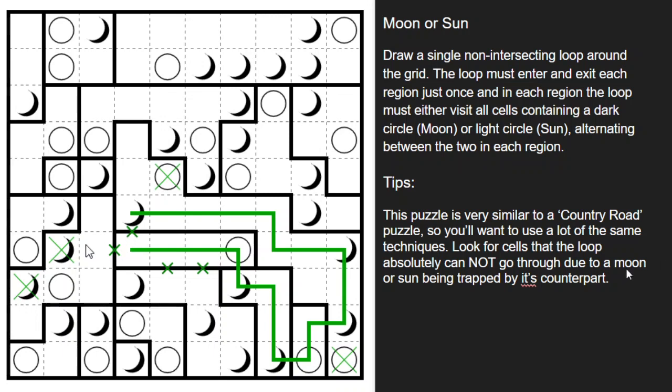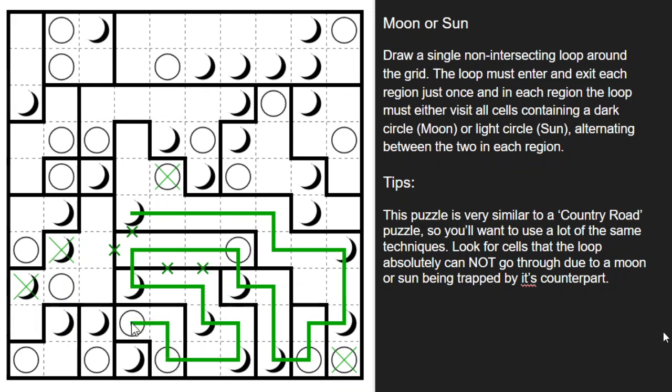So since it can't go up and can't go straight, it has to go down. Now we have to hit all of the moons. Only way to do that, we can't come down and then over because then we've hit a dead end. So we're going to have to go this way. Can't go up, right? Obviously, we've already hit that cell. So we hit the sun.